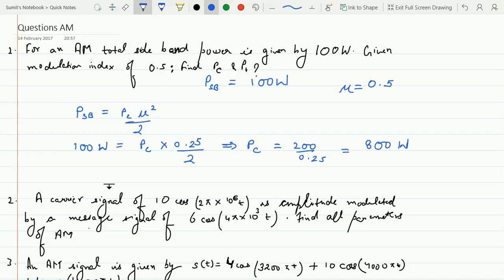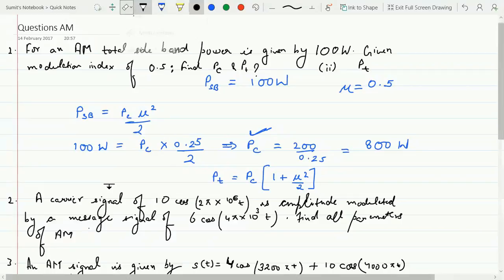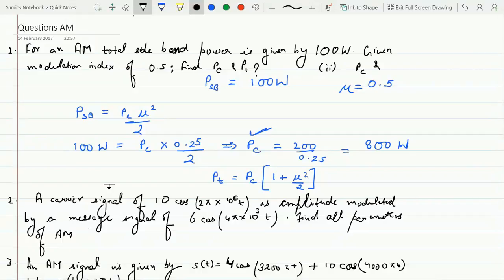If you have found PC, then you know that PC never changes, it is always constant. So you can say PT equals PC times 1 plus mu square by 2. Substitute these values here and you can find the total power. Let me repeat that point. Say there was a second part to this question, again asking you to find PC and PT for mu equal to 1.